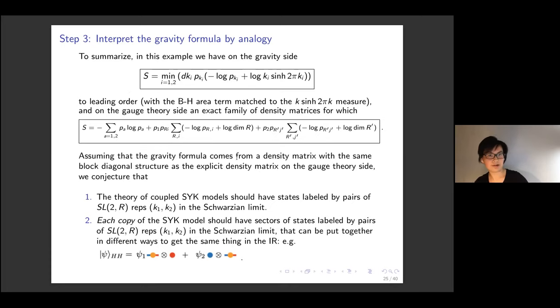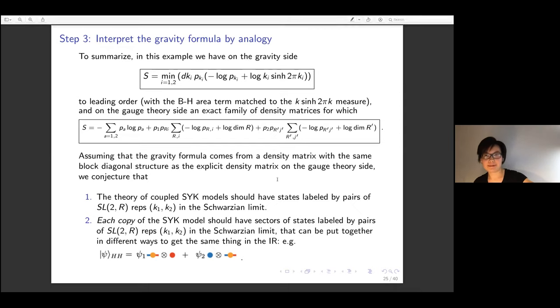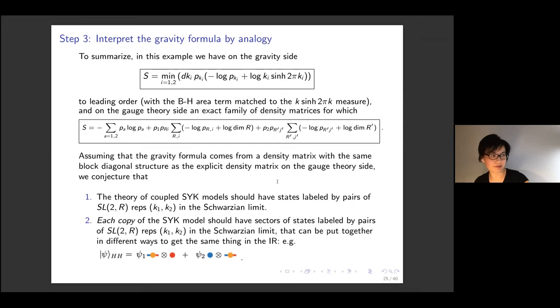So just to summarize and put the equations side by side. In this example, we have on the gravity side this first formula on the top, the leading order, where again the Bekenstein-Hawking area term is this Poincaré measure. On the gauge theory side, we found an exact family of density matrices that give the second formula. And these two formulas are the same if we further specialize to states in the second case for which P1 and P2 are either 0 or 1.